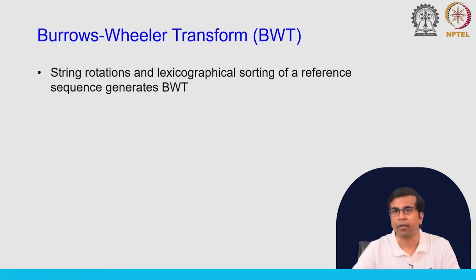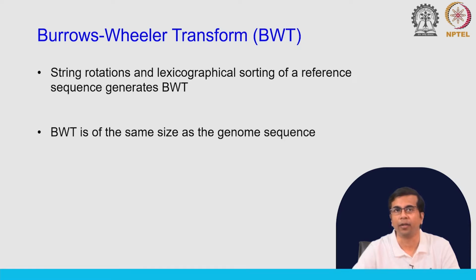So, just to summarize what we have learned regarding the Burrows-Wheeler transform. This is a string rotation coupled with lexicographical sorting of a reference sequence, and this gives rise to the Burrows-Wheeler transform. We start with the reference sequence, we add this dollar sign, we rotate the strings, and then we do the sorting, and finally, the last column of that matrix gives us the BWT. Because this is just one column, BWT is of the same size as the genome sequence. So, that is great, which means it will not take too much space.